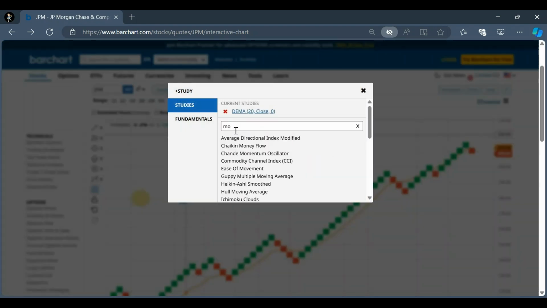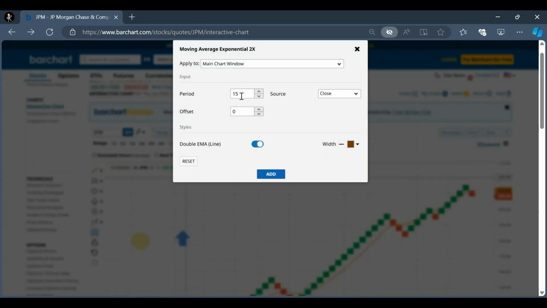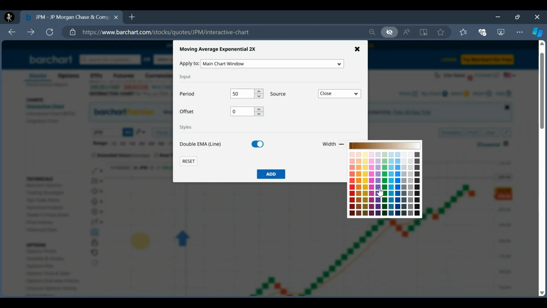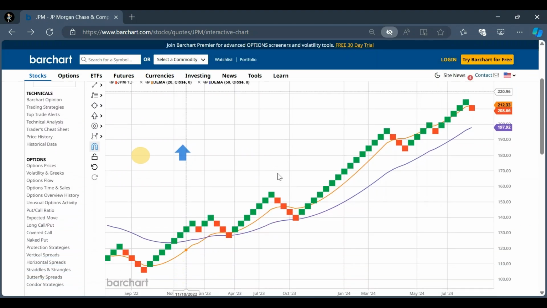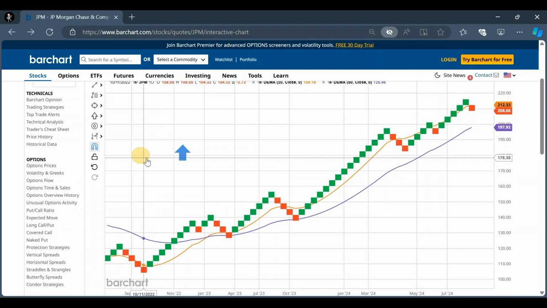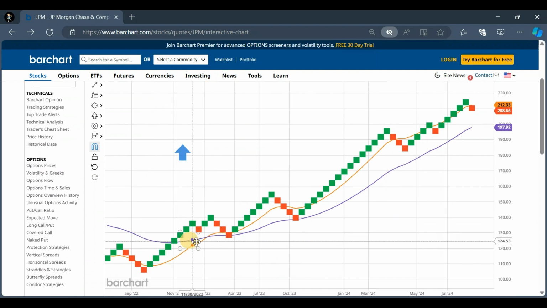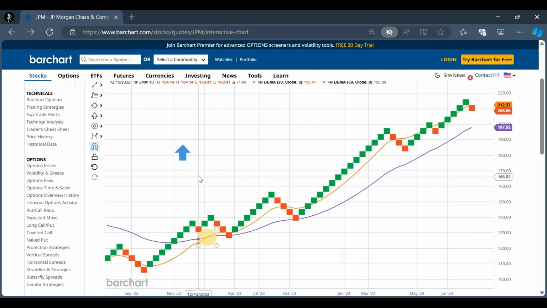Combine with other indicators. Use Renko charts alongside other technical indicators like moving averages or RSI for a more comprehensive analysis. Practice on a demo account. Before trading live, practice reading and trading with Renko charts on a demo account to build your confidence. For example, here we've added a moving average to the Renko chart to help identify the overall trend direction more clearly.